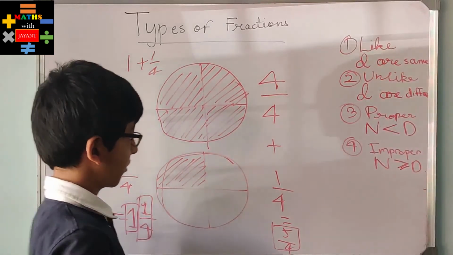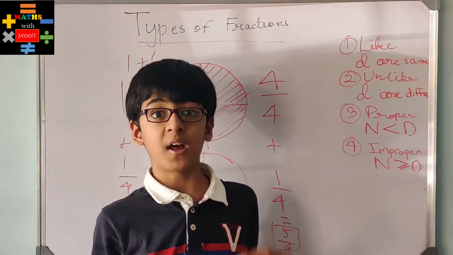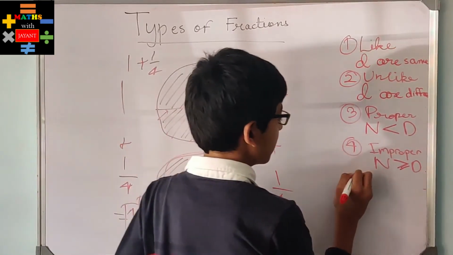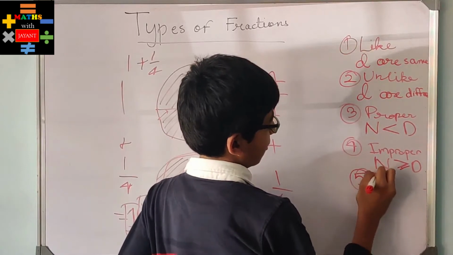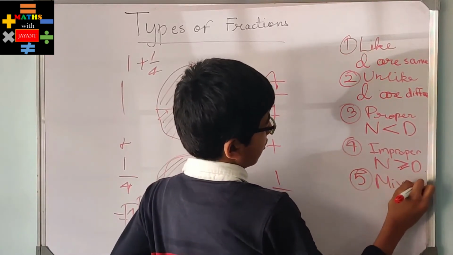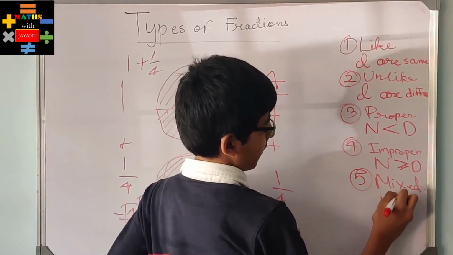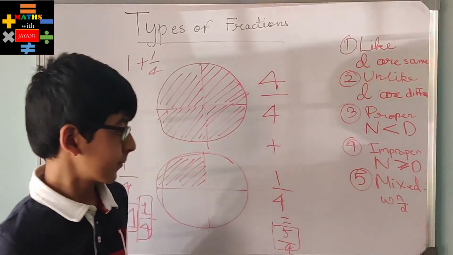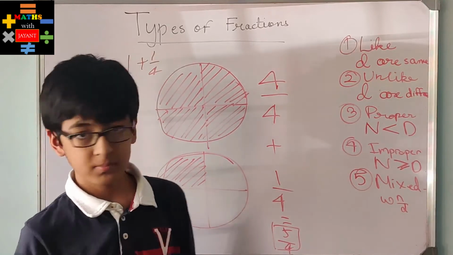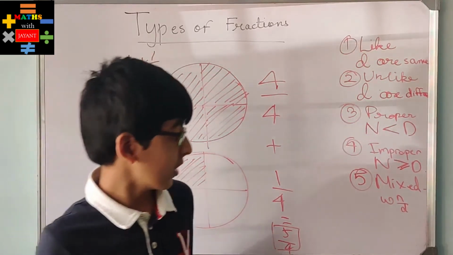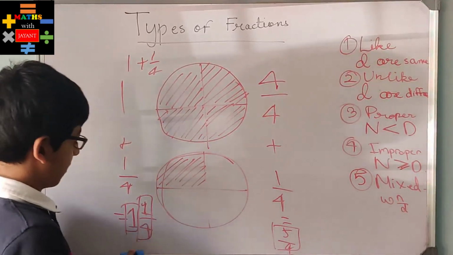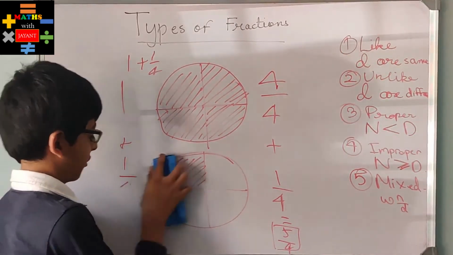So this consists of a whole number and a fraction. Such fractions, where there is a whole number as well as a fraction, are called mixed fractions. So a mixed fraction is a whole number and then a fraction, numerator by denominator. So this is how we can say that it is a mixed fraction. Such fractions are mixed fractions.